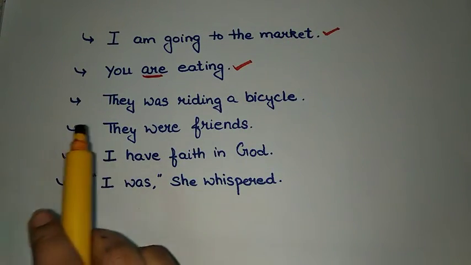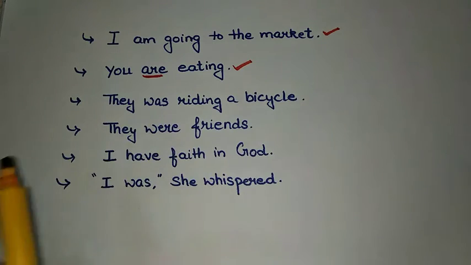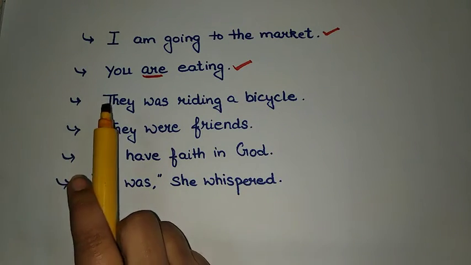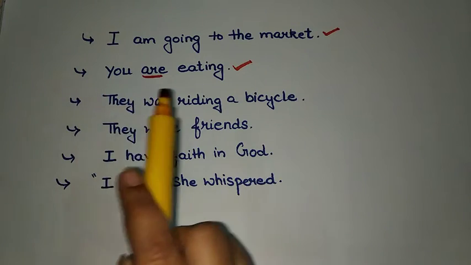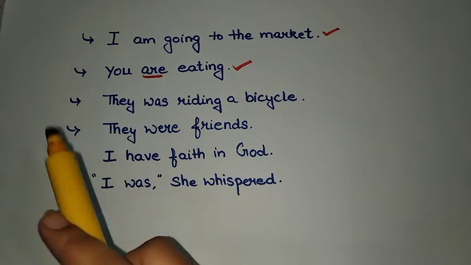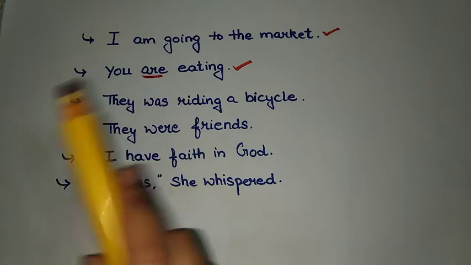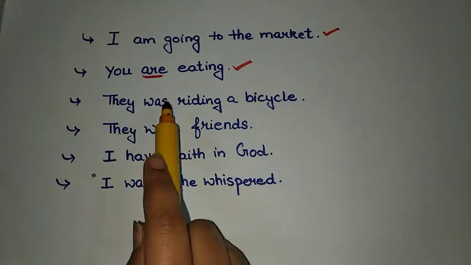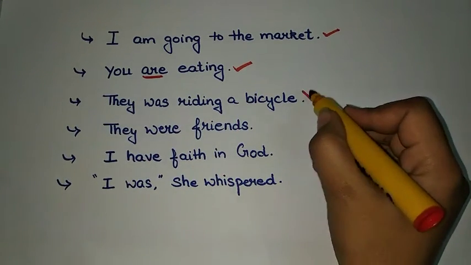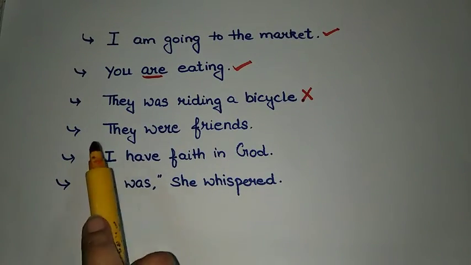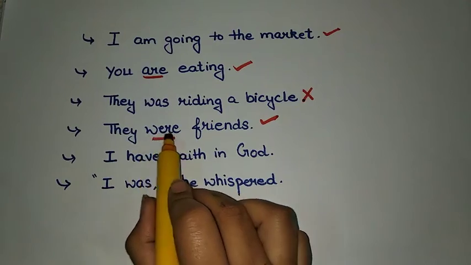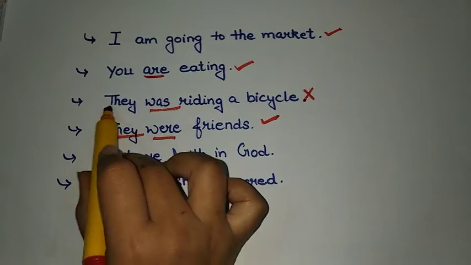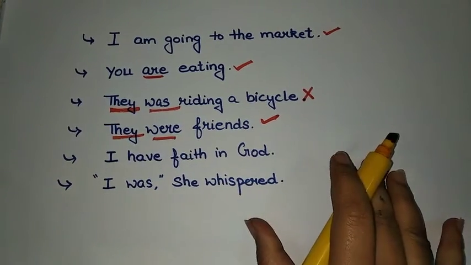Now come to this: they was riding a bicycle. Can you say this is correct? Here they is representing a plural subject, meaning we are talking about more than one person. So they was riding a bicycle is a wrong sentence, whereas they were friends is a correct one. So can you see the verb should make a balance with the subject.